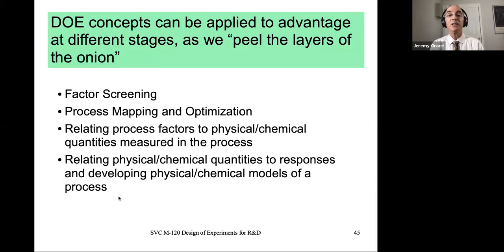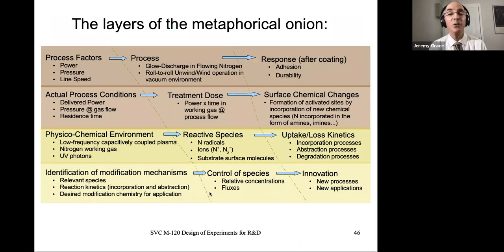So we can apply these concepts to advantage at different stages as we peel the layers of this proverbial onion, or metaphorical onion, I should say. We screen factors, we map processes and do optimization. We then start relating factors to physical chemical quantities that we measure, and then we can further relate those quantities to responses and develop physical and chemical models. And this is my cartoon of that metaphorical onion. And if you look through the layers of the onion, we start with a simple process understanding. We add detail as we go down to each layer.